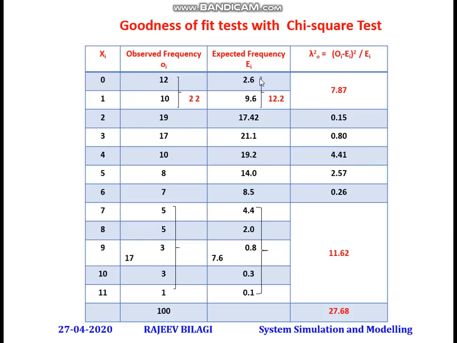When you add these two, then the corresponding cells in the observed frequency also have to be added. 2.6 and 9.6 I have added, giving 12.2, and correspondingly this one also I added. I calculated like this.